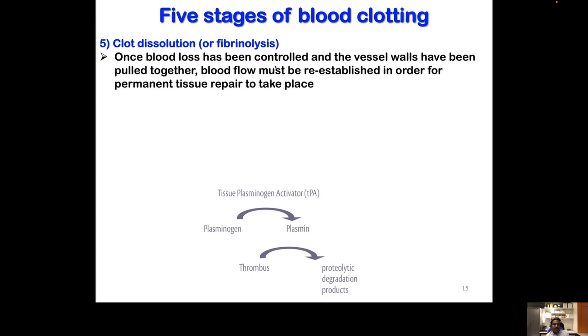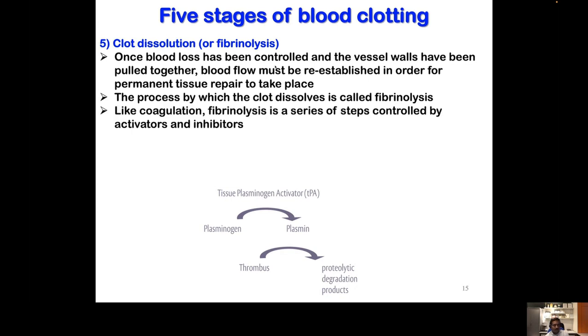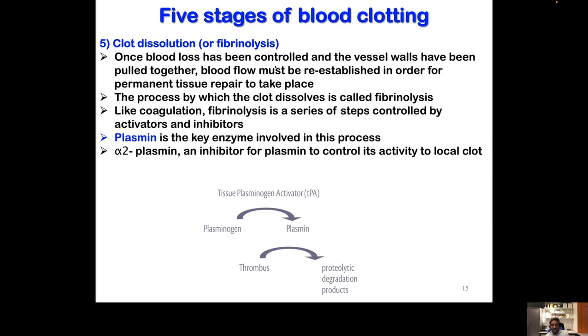So once the blood loss has been controlled and the vessel walls have been pulled together, blood flow must be re-established in order for permanent tissue repair to take place. And the process by which the clot dissolves is called fibrinolysis. So like coagulation, fibrinolysis is a series of steps controlled by activators and inhibitors. There is an important enzyme here called plasmin. That's the enzyme that's going to drive this process.